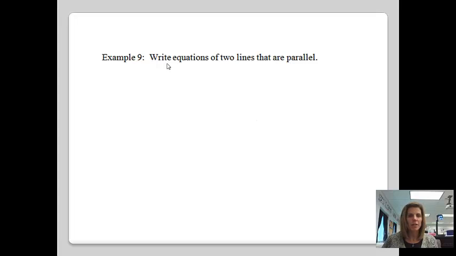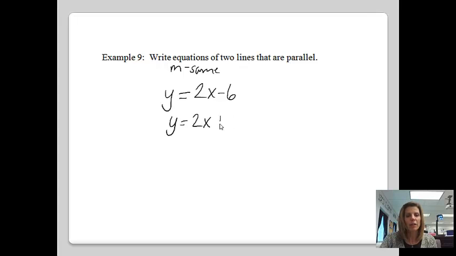All right, would you please take a minute and write equations of two lines that are parallel? Alrighty, if I want equations of two lines that are parallel, I know that the m value must be the same. Just like in that example before, I could have y equals 2x minus 6, and then the second one, since it's parallel, still has to have the 2x, and then it can say anything after that. It could be plus 3, minus 7, minus 10, plus 18. All of those would be parallel because they have that same slope.